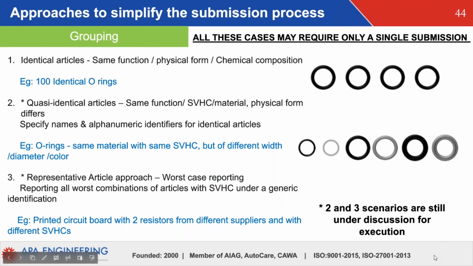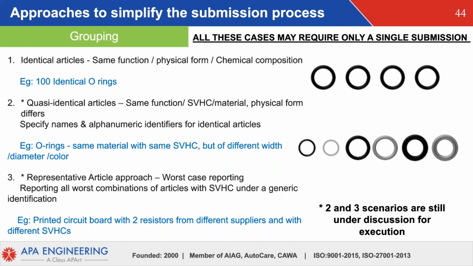Now, the last approach is grouping, where you group your products and make a single SCIP submission. The first case is grouping of identical articles. Articles having the same function, physical form, and chemical composition are considered identical articles. For example, 100 identical O-rings which have all the same features.